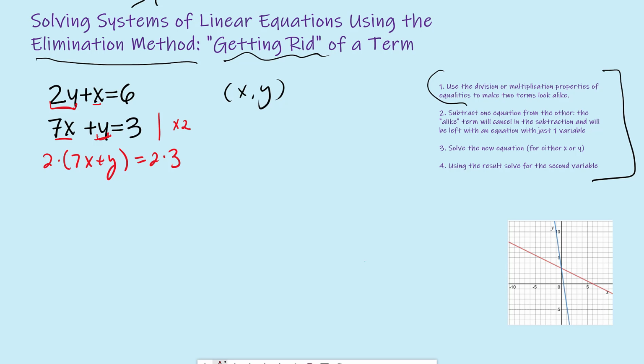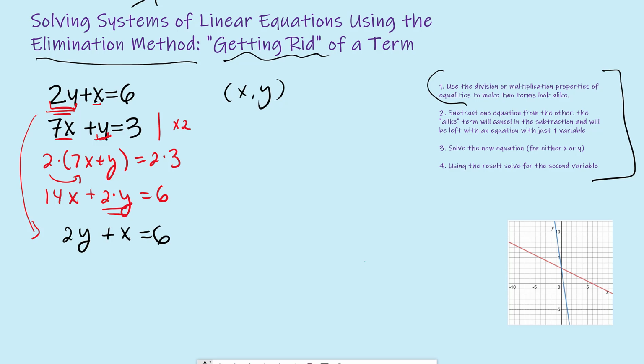Now let's open our parentheses. We have 2 times 7x, that's 14x. We have plus 2 times y equals 6. Now look, we have a 2y here and we have a 2y here. Now let's write these equations one on top of the other again. We have 2y plus x equals 6. And now I'm going to change the order of these two terms. I'm going to write it as 2y plus 14x equals 6. Okay, so we have these same two terms.